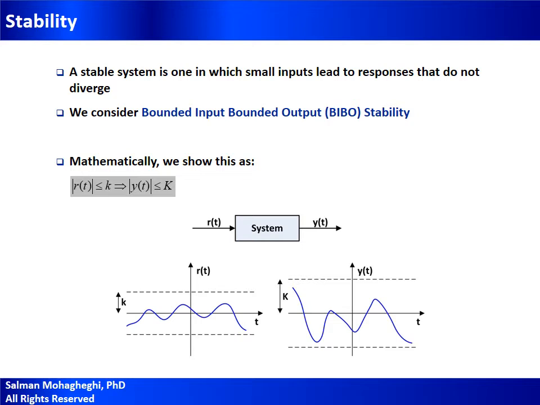And you can see this in these diagrams. Regardless of how much R of t varies, for as long as its magnitude is less than some number k, you can see that y of t is also bounded. It doesn't go beyond that new threshold of capital letter K. This is a system which is bounded input, bounded output stable.